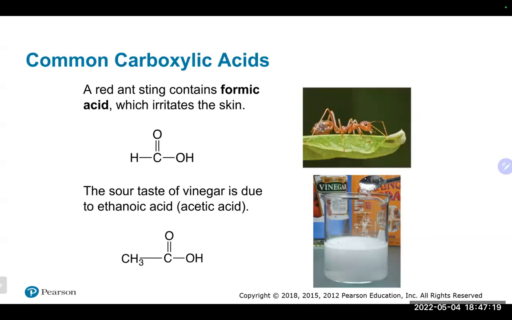So some common carboxylic acids: a red ant sting does contain formic acid. That doesn't sound fun. Obviously, as I mentioned a number of times, our vinegar there is our ethanoic acid.